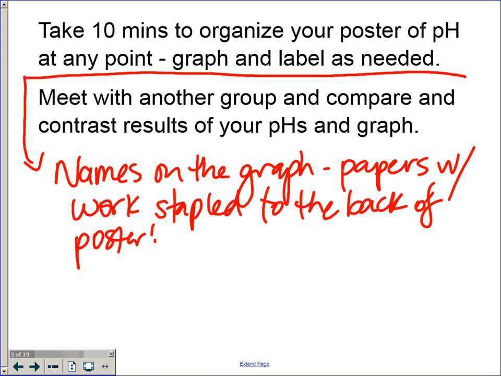Guys, your graphs don't have to be perfect. Label your coordinates. Put your names on it. That's why I said don't check. Whole graph.